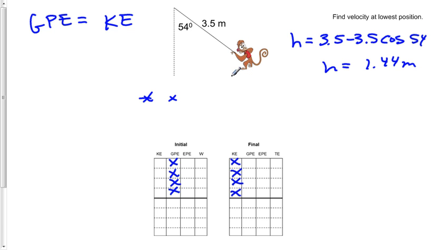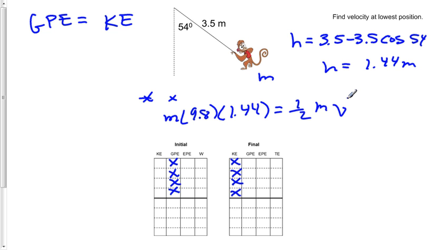And I look and I say, well, I don't see a mass for a Boo, so I will give him just the letter M to represent his mass. Okay, let's fill in and solve for velocity. So gravitational potential energy is then going to be M times 9.8 times the height that I previously solved for, 1.44 meters, equals 1/2 M, and I look and I go, well, I don't know velocity, and one more time, my kinetic energy equation will have a velocity v in it, and that becomes my variable.